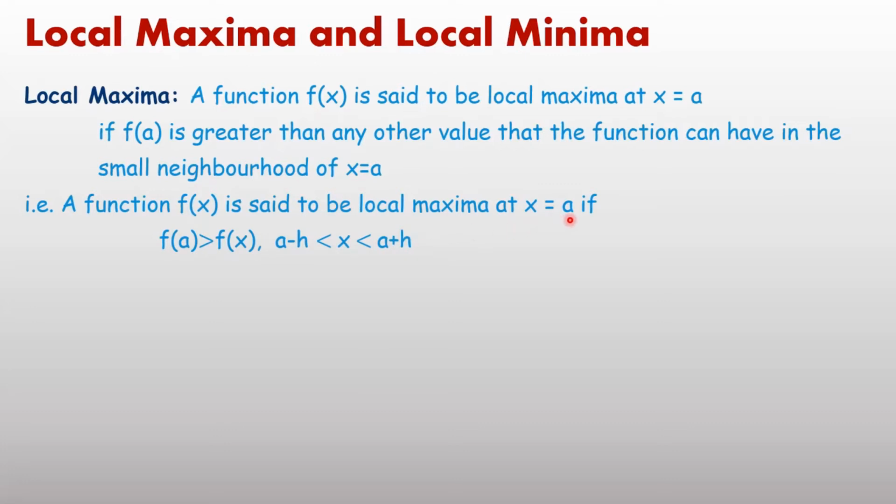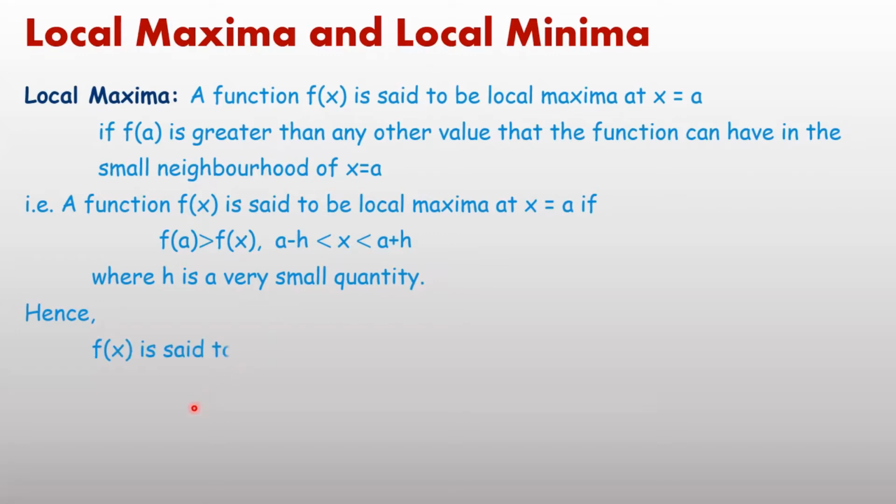We can take one number as a minus h and the second as a plus h. If at x equal to a, f(a) is greater than f(x) such that a minus h is less than x less than a plus h, where h is a very small quantity, then we can say f(x) is said to have a local maximum at x equal to a. Here the value of x will be put as a.